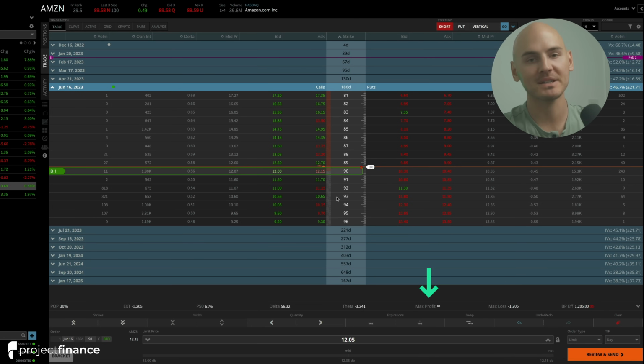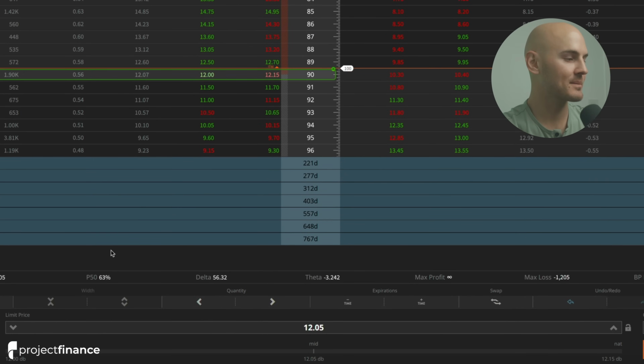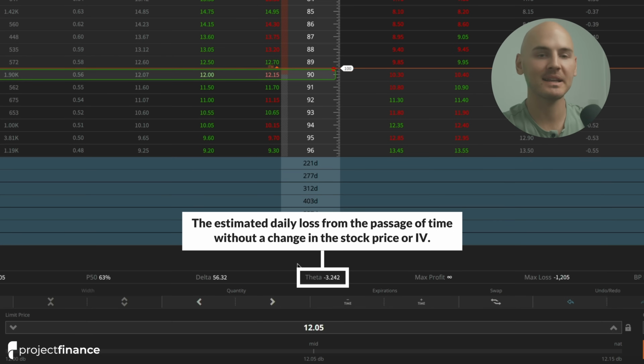And since there's no limit to how high the stock can go, there's no limit to how high this option value can go. The max loss is $1,205. The buying power effect, or how much money I need to enter this trade, is the maximum loss potential of $1,205. We can also see some other things such as the theta, which is basically how much money this option is expected to lose on a daily basis.